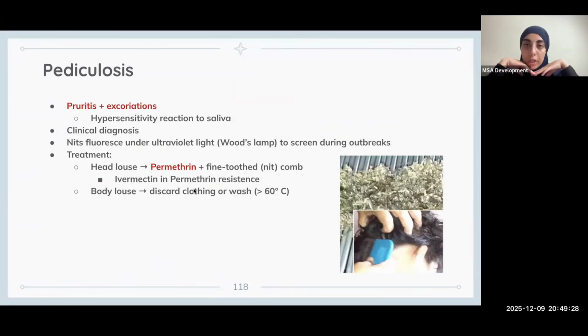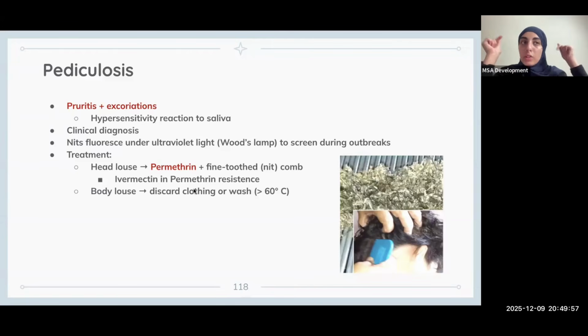It presents with itching. So if someone has lice, they have a lot of itching in their scalp or in their body or wherever the lice is. And the cause of this itching is a hypersensitivity reaction to the saliva of the parasite, of the Pediculus or the Phthirus. Okay, so itching and excoriation. If they keep itching, there can be excoriation of the skin, so pruritus, excoriation. How's it diagnosed? It's a clinical diagnosis.